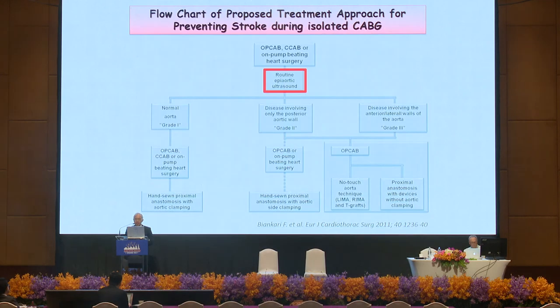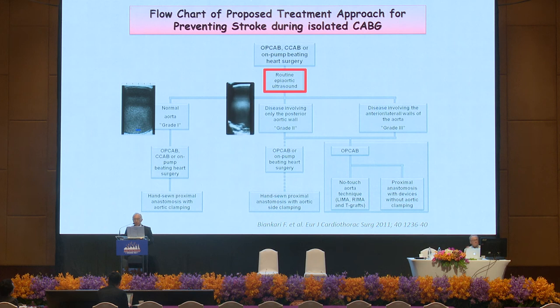So this is a flowchart of a proposed treatment approach for preventing stroke during isolated CABG. So first of all, you should do a routine epiaortic ultrasound. And then if the aortic wall is normal, you can do anything. Put a bypass or cross clamp or side clamp, it's okay. But if you find a soft plaque in the posterior wall of the aorta, off-pump or on-pump beating heart surgery, but you can only touch the anterior wall of the aorta.